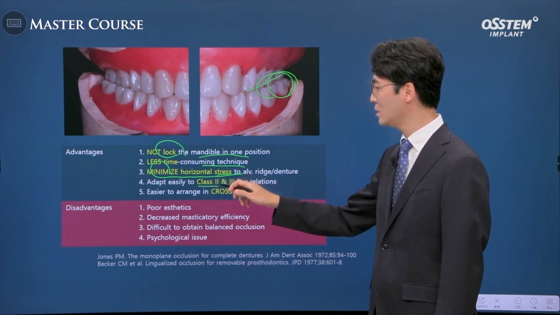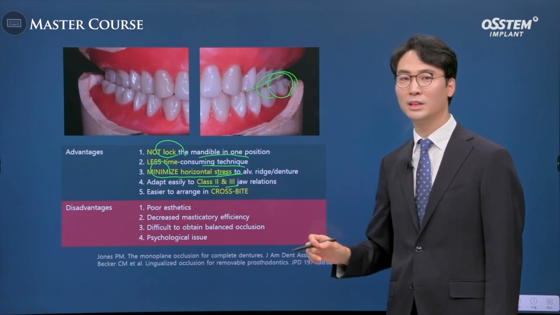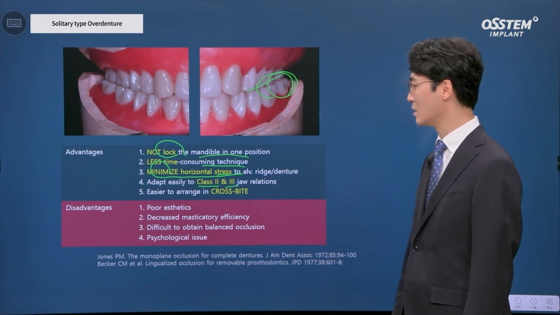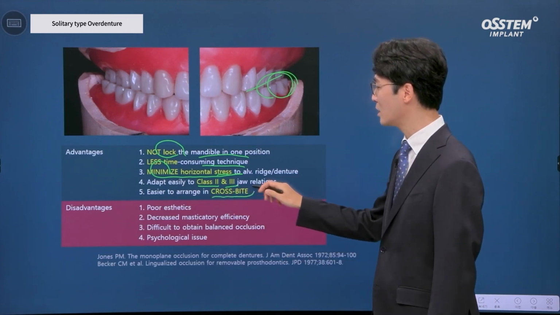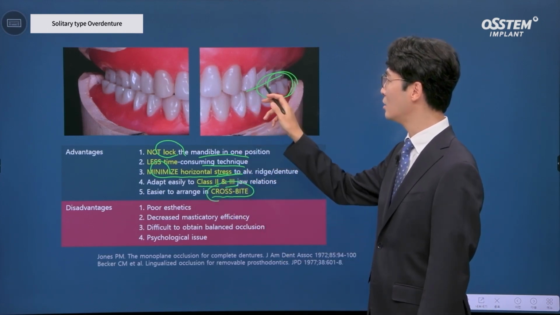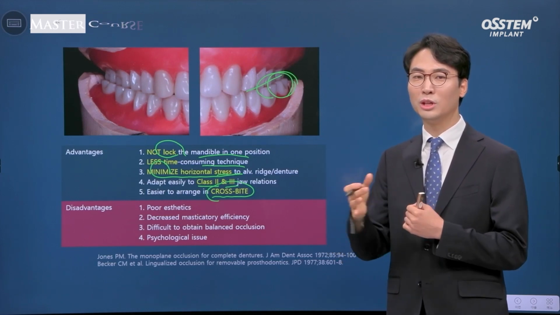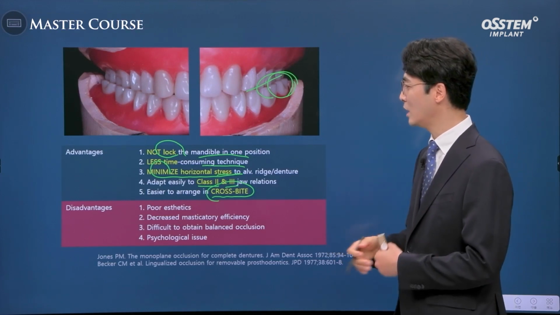Also, even in the case of class 2 or class 3 jaw relation, teeth alignment can be done much easily. Even if there is cross-bite relation, the overjet can be 0.5, 1 millimeter, or 1.5 because there's no cusp and alignment can be made easy.